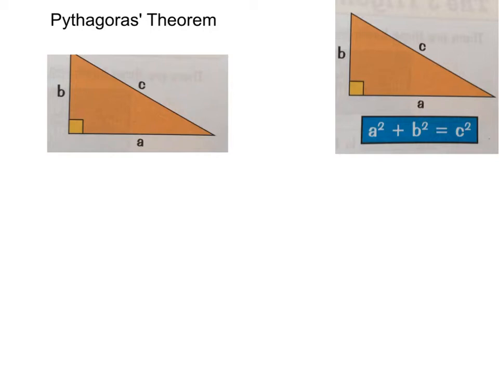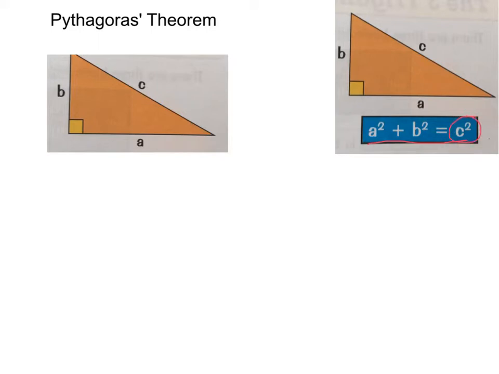We use an equation which comes from Pythagoras Theorem, which is a squared plus b squared equals c squared, which can then be rearranged to give us the actual sides that we need. So let's look at an example. The simplest way is without rearranging it, to keep the equation the same and express it for finding C.